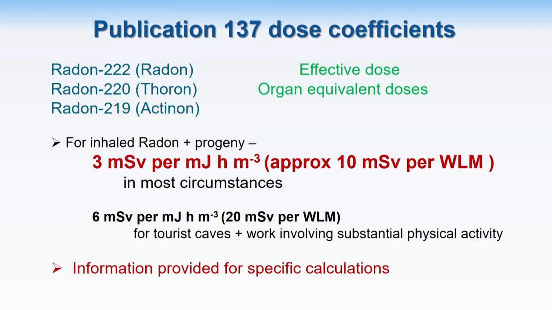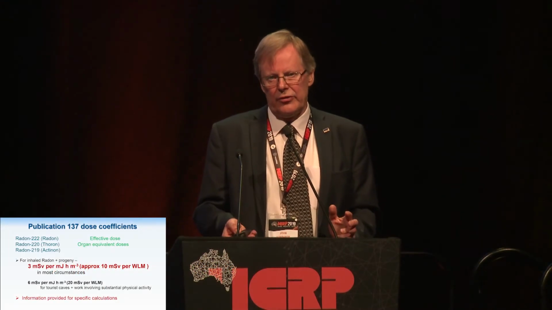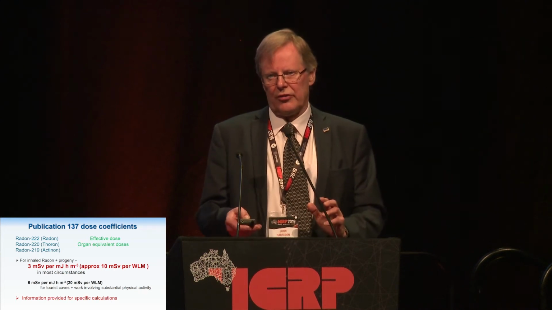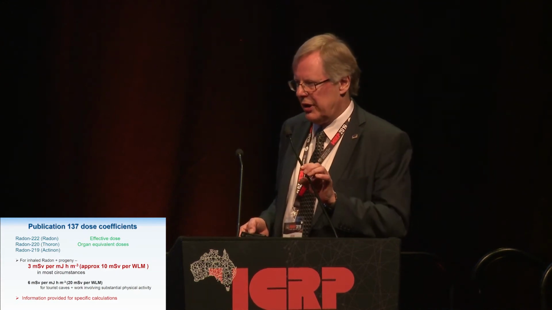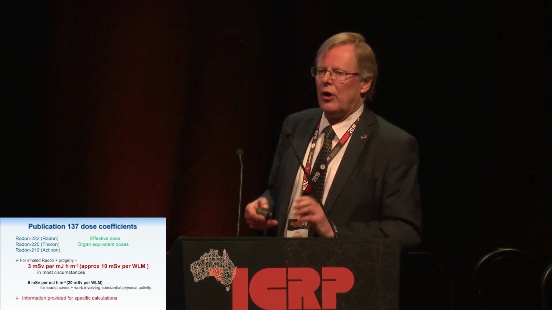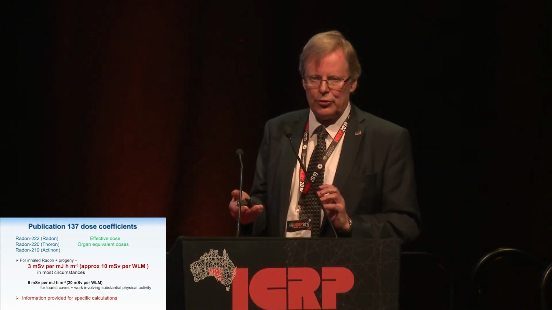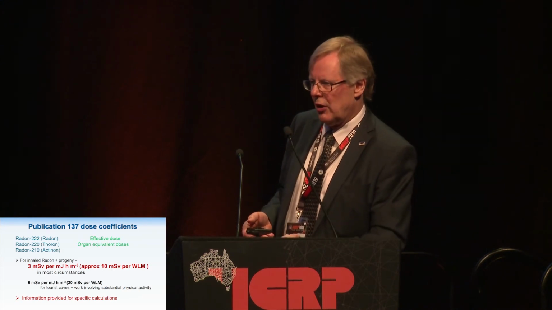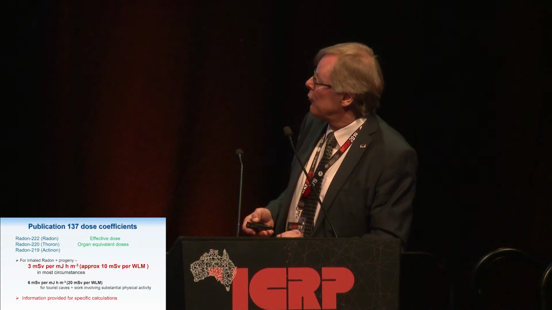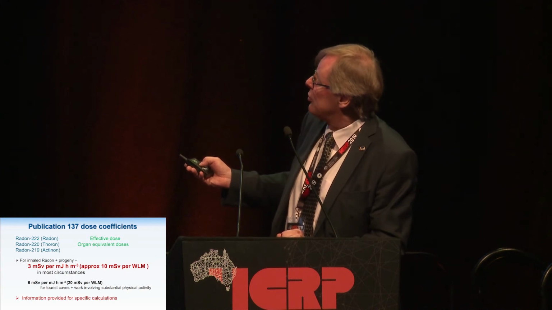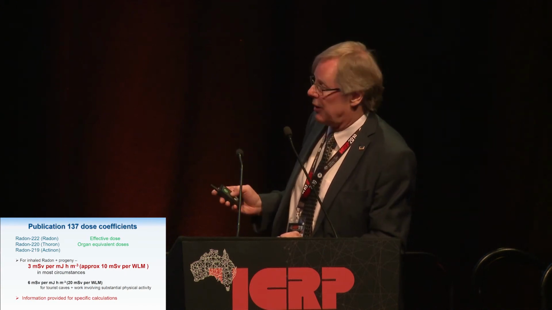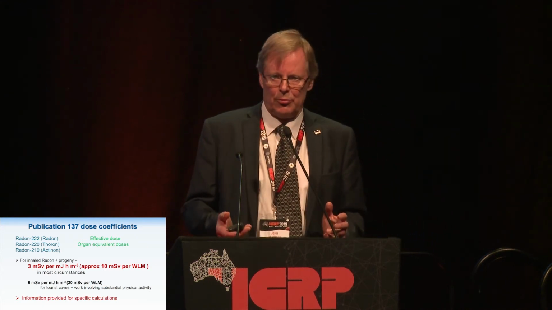So taking into account both the dosimetric calculations and the dose coefficients obtained using the models and the epidemiological comparison, the dose conversion results, what ICRP has recommended specifically for the inhalation of radon 222 and progeny is a single value of dose coefficient for most circumstances of exposure of 3 millisieverts per millijoule hour per meter cubed, or approximately 10 millisieverts per working level month. So that's to be applied in most circumstances.